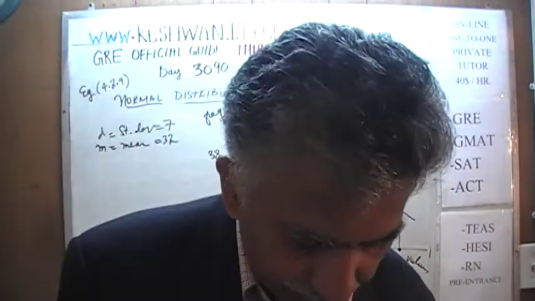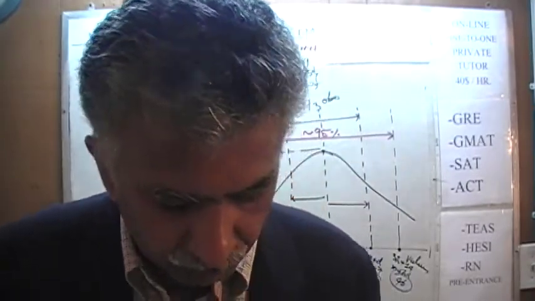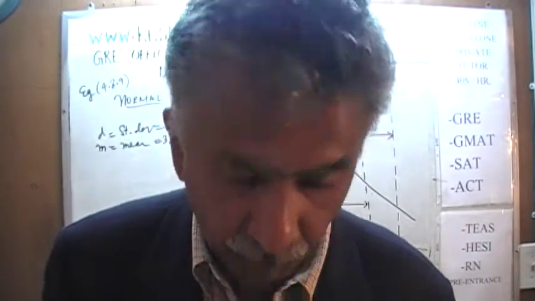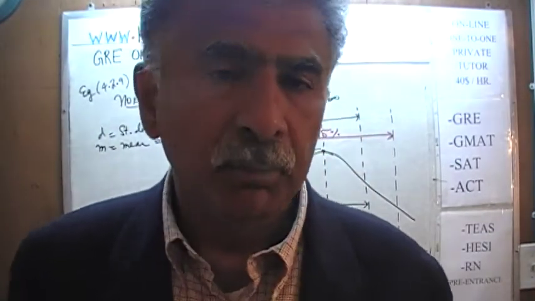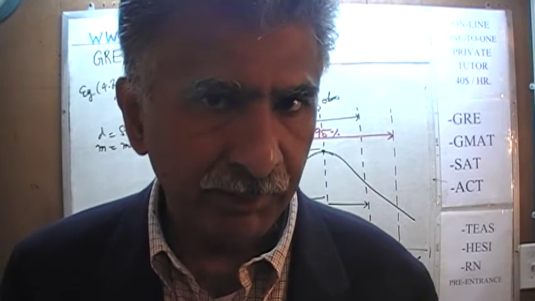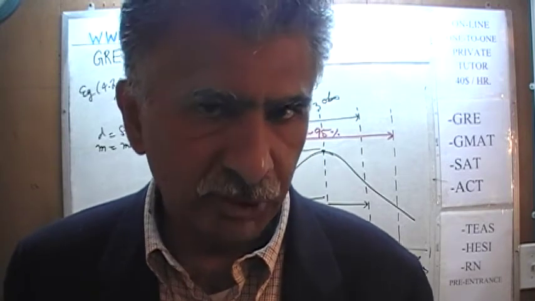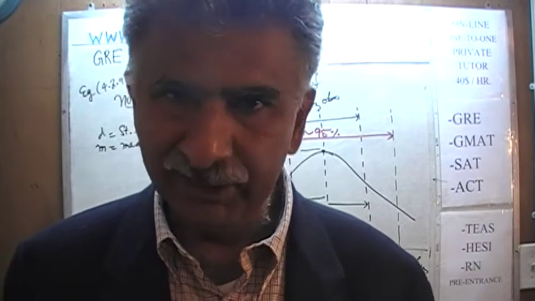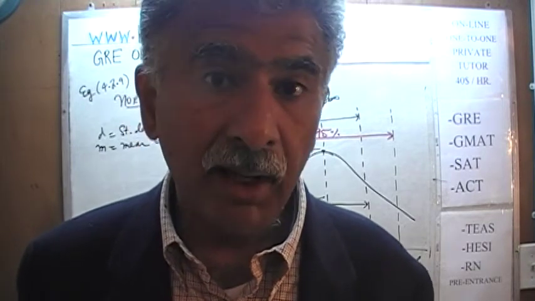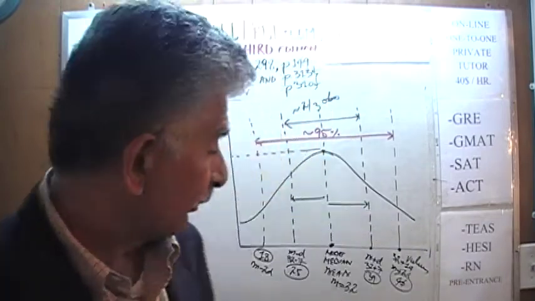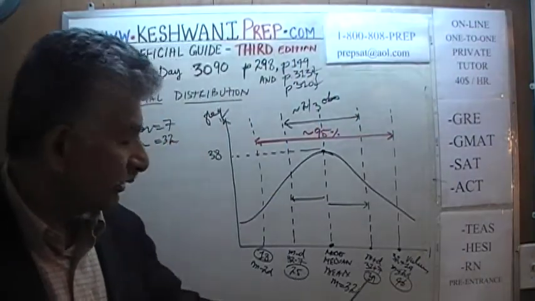So if you have 600 applicants, if you walk up to somebody and tell the person that we just gave this exam to 600 applicants, the average score was 32 and standard deviation was 7, and that's all you tell them, well, you have told me a lot. What you told me is that almost 2/3 of the applicants are going to score between 25 and 39.